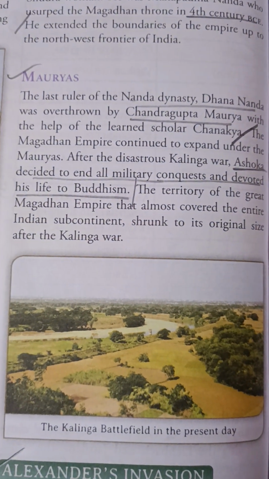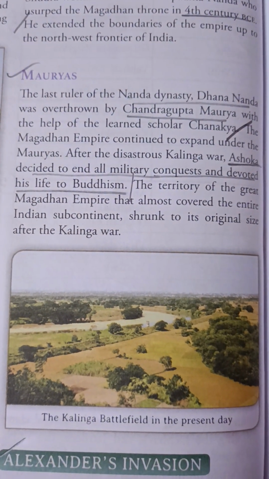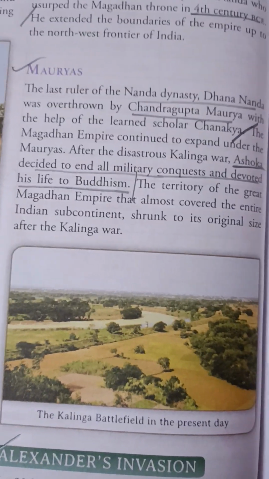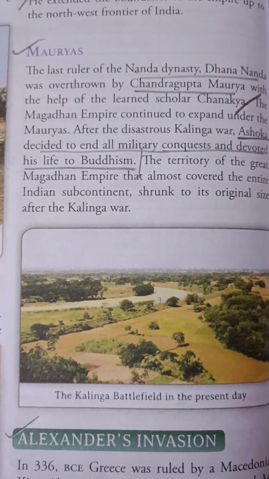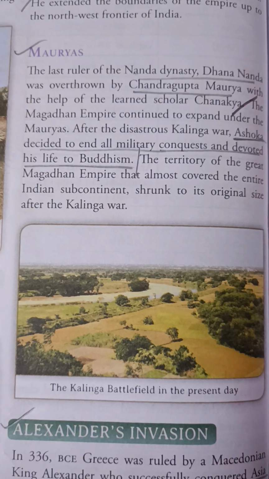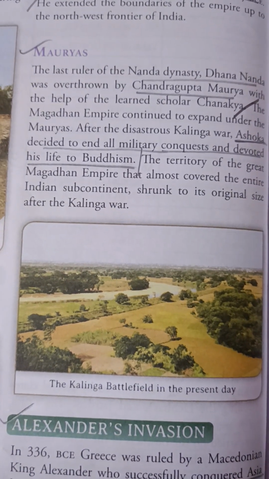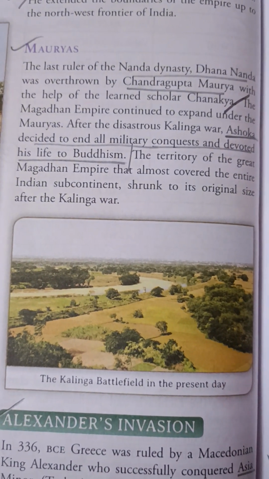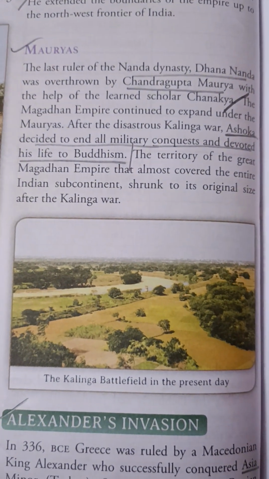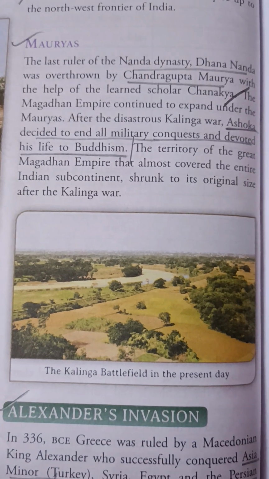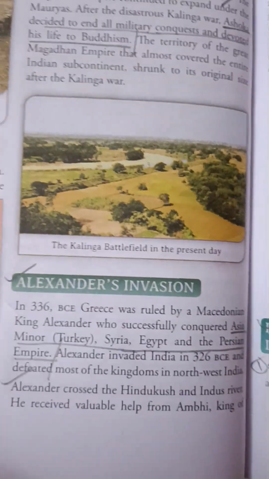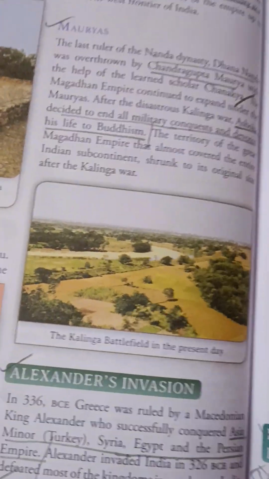The last ruler of the Nanda dynasty, Dhanananda, was overthrown by Chandragupta Maurya with the help of the learned scholar Chanakya. We know about Chanakya. He was very efficient and very clever. The Magadhian Empire continued to expand under the Mauryas. After the disastrous Kalinga War, Ashoka decided to end all military conquest and devoted his life to Buddhism. The territory of the great Magadhian Empire that almost covered the entire Indian subcontinent shrunk to its original size after the Kalinga War. That was very, very important in Indian history.